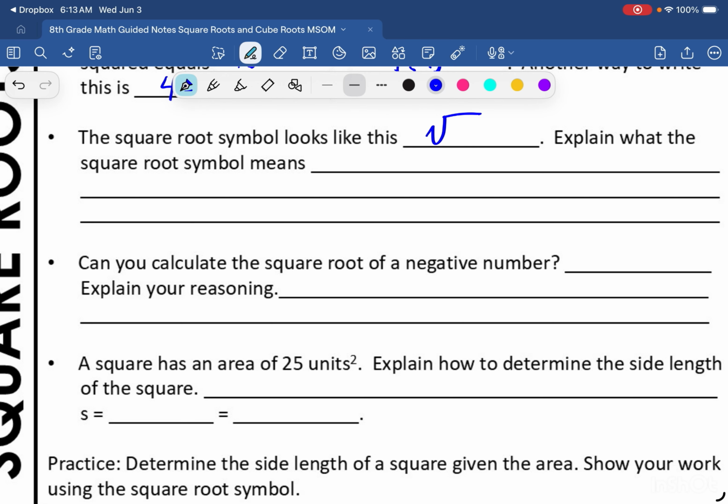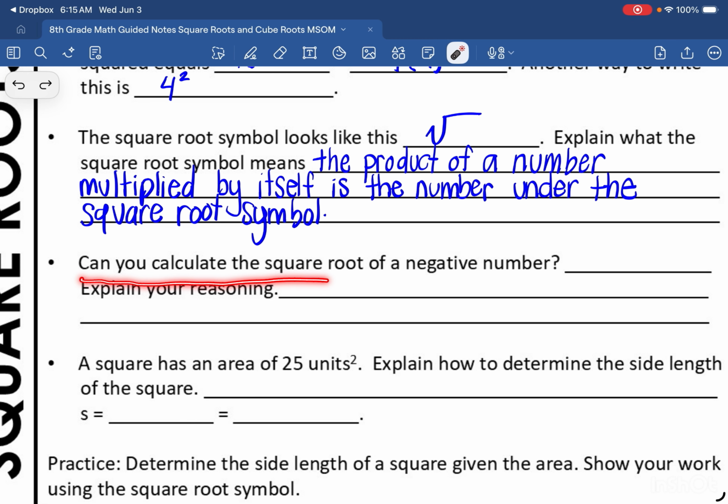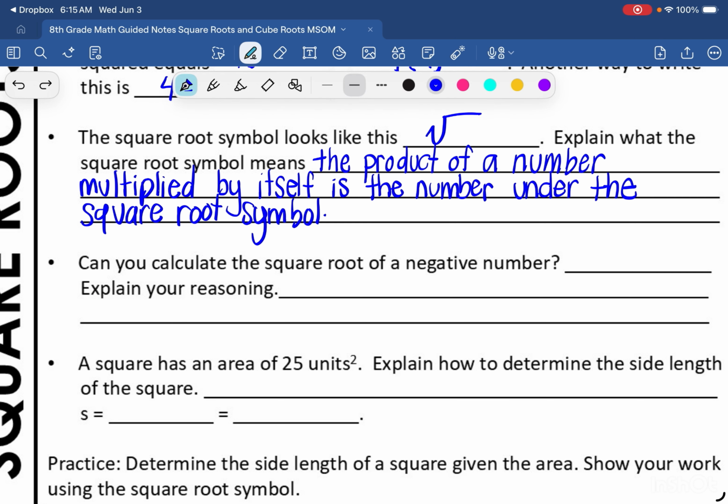Explain what the square root symbol means. The square root symbol means the product of a number multiplied by itself is the number under the square root symbol. And then it asks, can you calculate the square root of a negative number? And remember, the square root is what number times itself equals that number under the square root. So can I multiply a number by itself and get a negative number? And the answer is no, because a positive times a positive will always equal a positive number, and a negative number times a negative number will always equal a positive number.